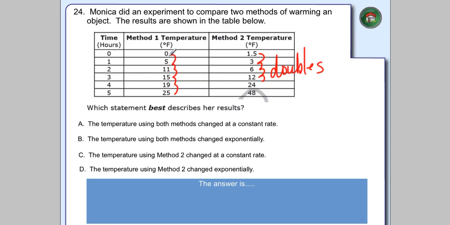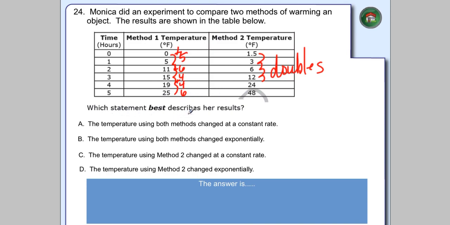And this one, it's going up by 5 and then 6 and then 4 and then 4 and then 6. So it's right about the same, but it ranges 5, 6, 4, 4, and then another 6. So it's going up by that much. Which statement best describes the results?